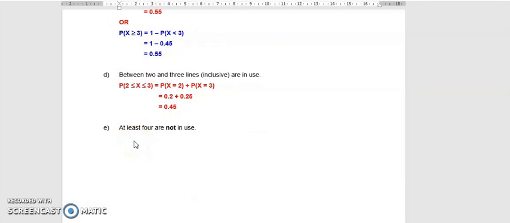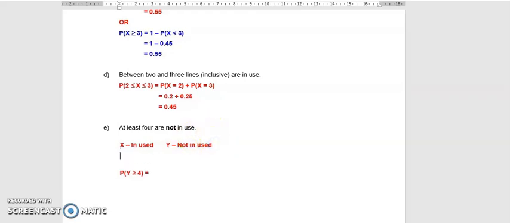Okay, now let's look at question E. Find the probability that at least 4 are not in use. So the question gives us x referring to in use. Okay, so here what you can do first, let's say I define x as in use, y as not in use. If you want to use x prime also, no problem. Okay, the probability that at least 4 are not in use is like this. Probability of not in use is y. So you put y at least greater equal to 4.